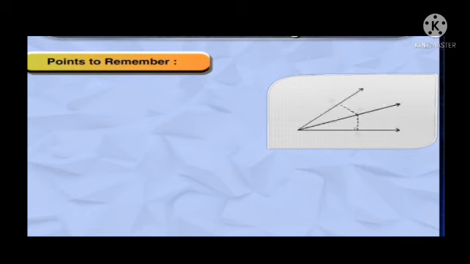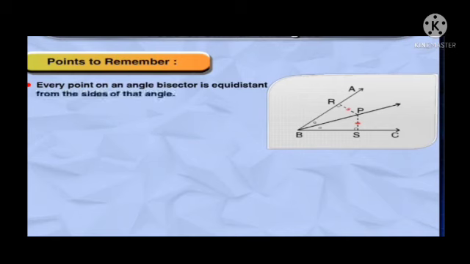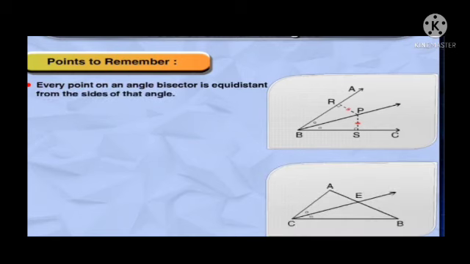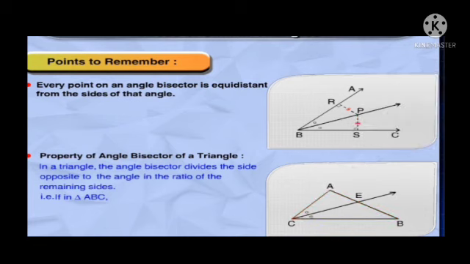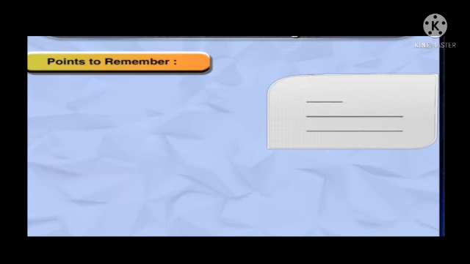Let's see next, that is, angle bisector. Every point on an angle bisector is equidistant from the sides of that angle. You can see the properties of the angle bisector of a triangle. In a triangle, the angle bisector divides the side opposite to the angle in the ratio of the remaining sides. That is, if in triangle ABC the angle bisector of angle ACB meets AB at E, then we get AE upon EB is equal to AC upon CB.